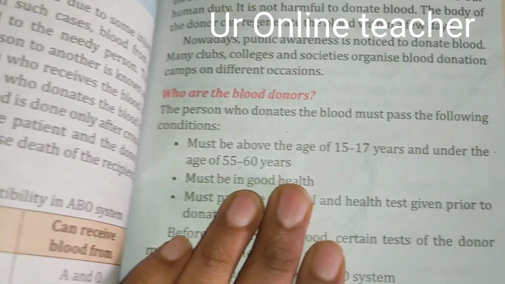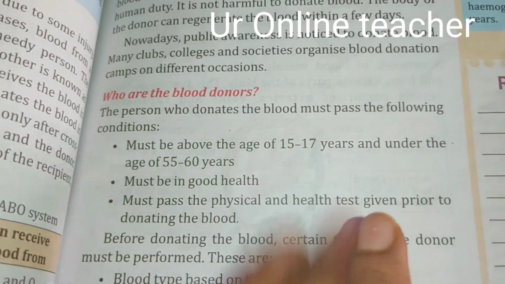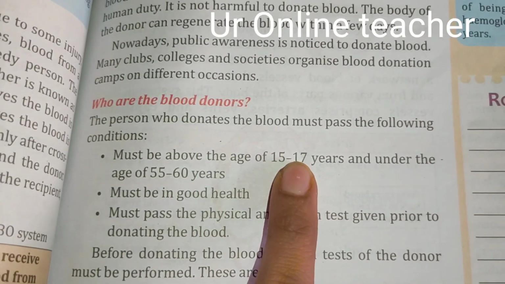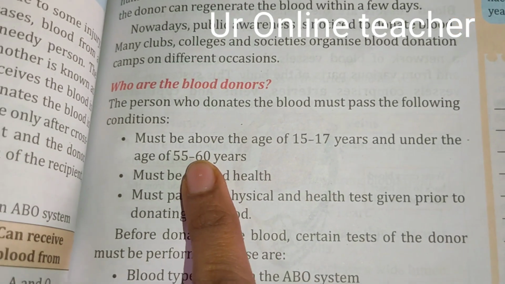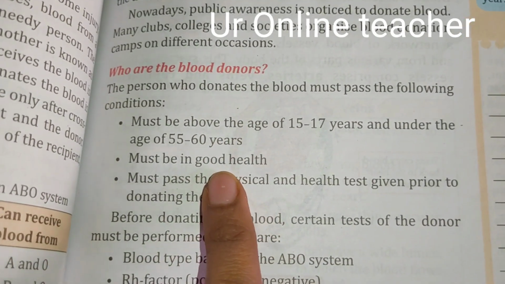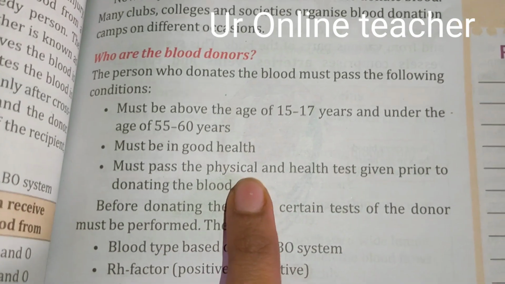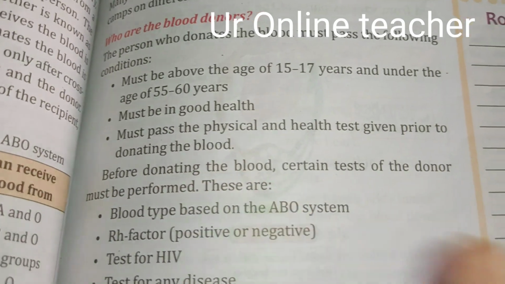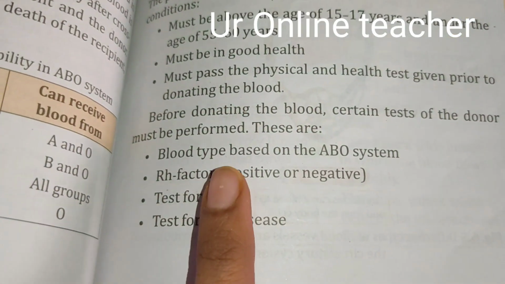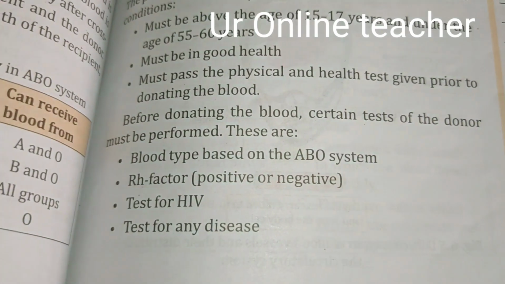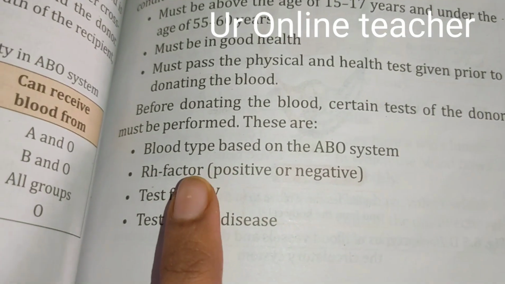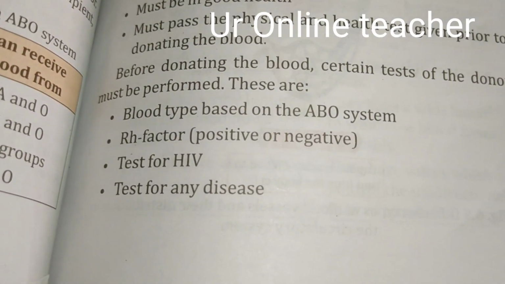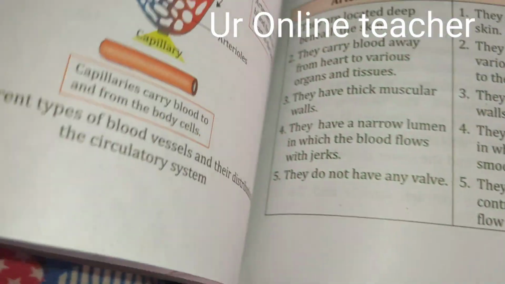So who are blood donors? A blood donor should pass the following conditions. He must be above the age of 15 to 17 years and under the age of 55 to 60. He should be in good health and must pass the physical and health test given prior to donating the blood. Before donating the blood, some tests are conducted. Blood type based on the ABO system and RH factor should be checked, and he should be checked for HIV or any disease which passes through the blood.